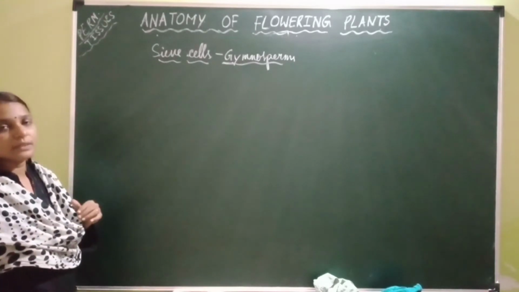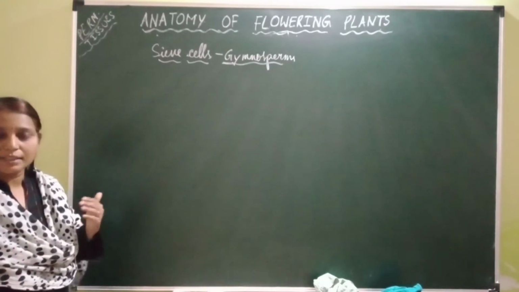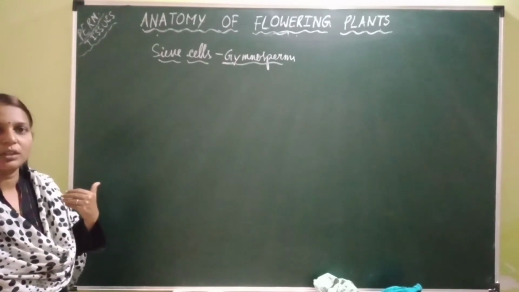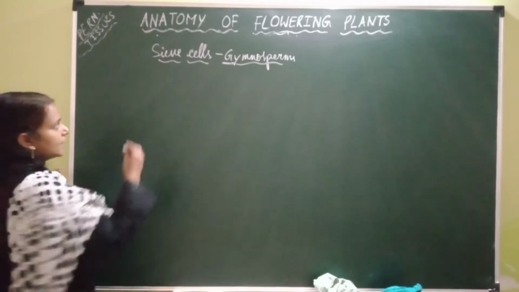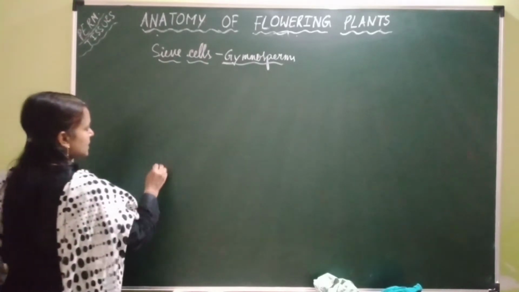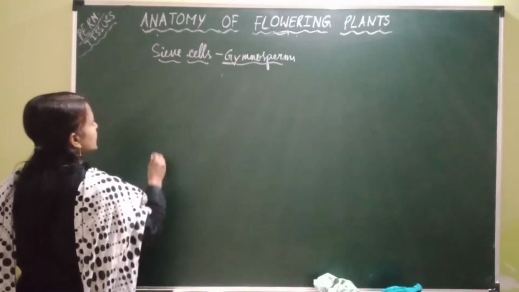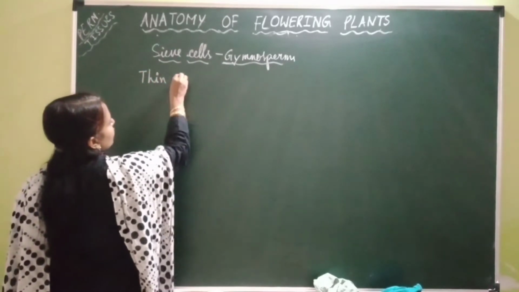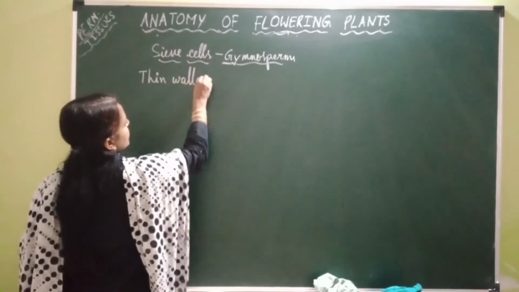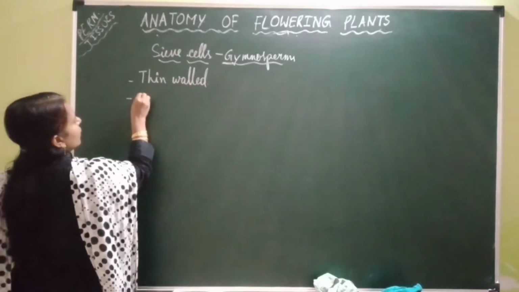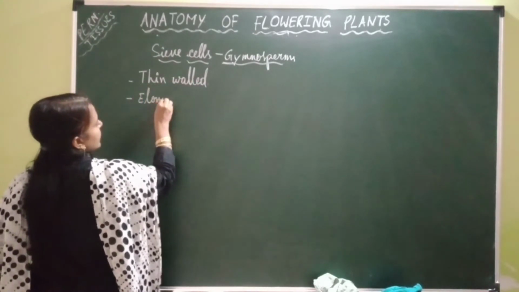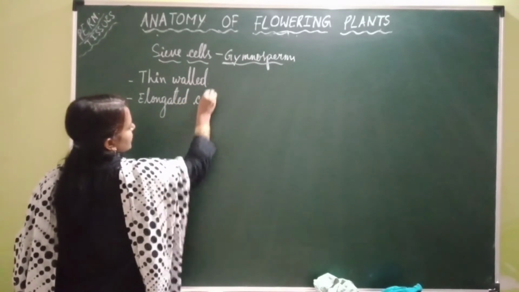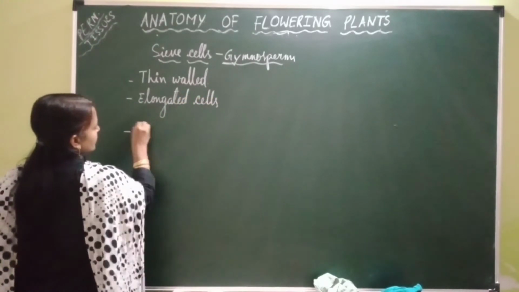Okay, so here sieve cells in gymnosperms are involved in the transport of food, whereas in angiosperms sieve tubes are involved in the transport of food. Okay, let's study the details of these sieve cells present in gymnosperms. So these sieve cells are thin-walled, elongated cells with tapering ends.